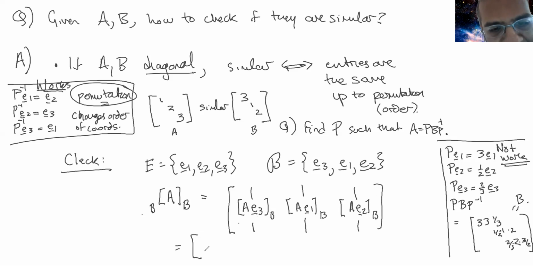Okay, what's A times E3? Now I go back to this definition. Well, A times E3 is just 3 times E3. So that's going to be 3 times E3. 3 times E3 in the B basis is the vector 3, 0, 0.